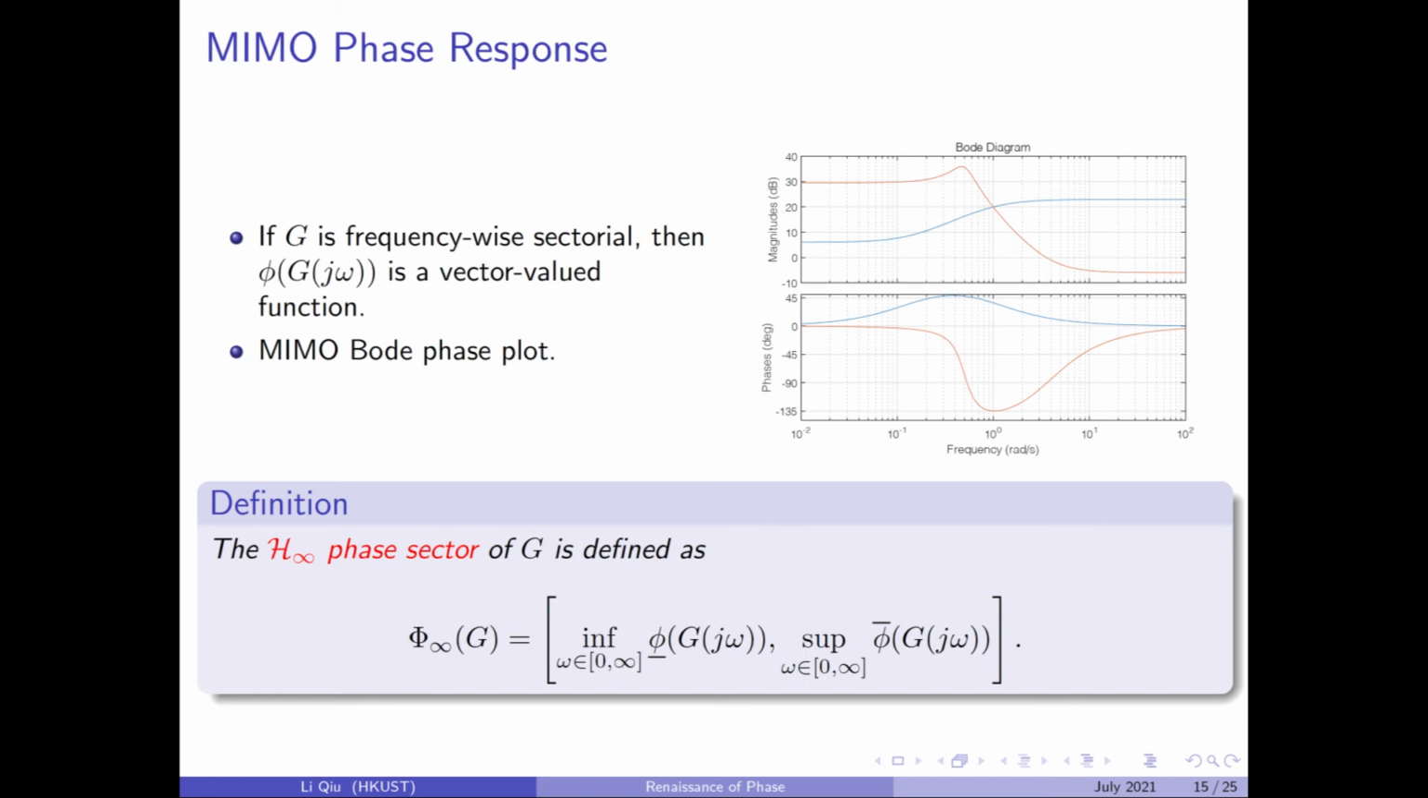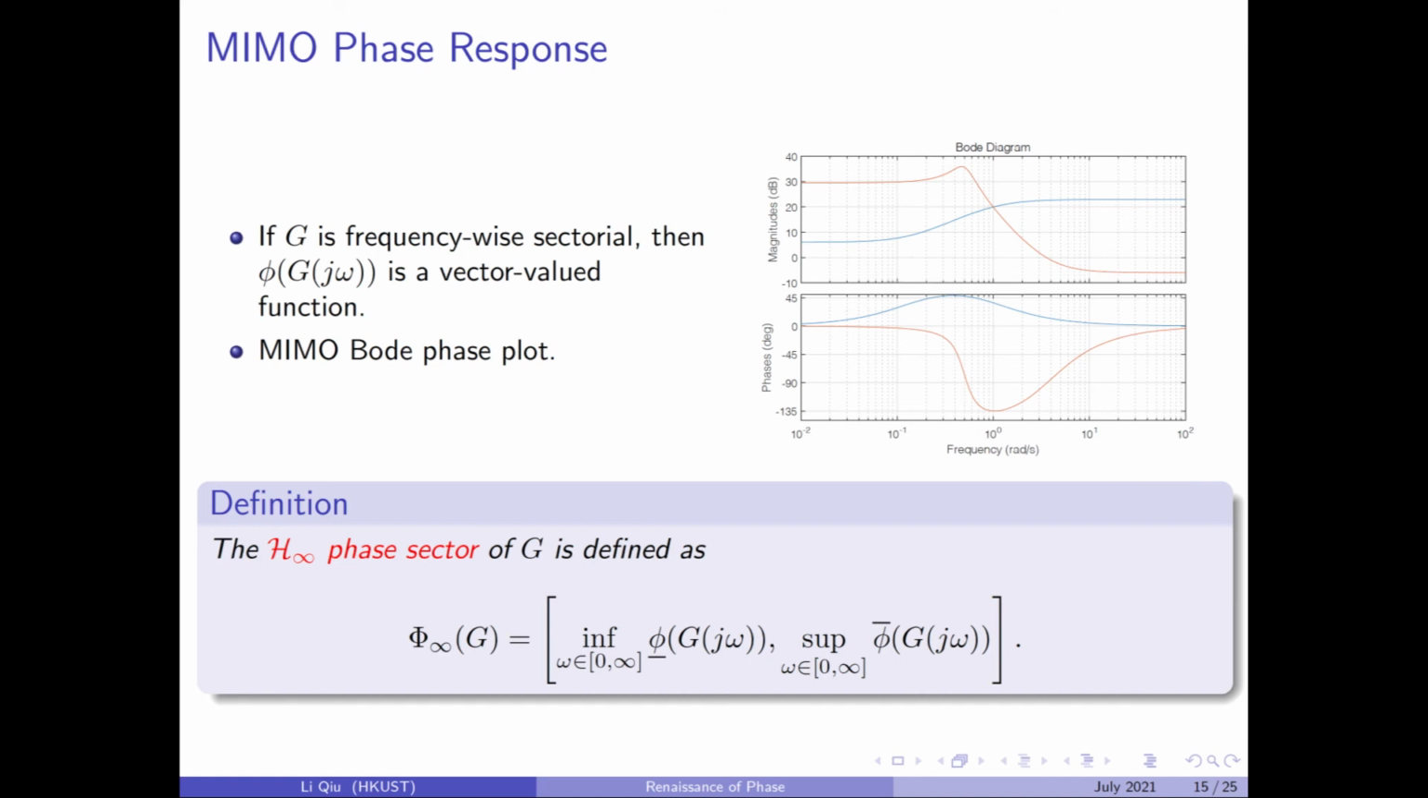For phase, we define the H infinity phase sector of a system G as follows. Suppose that G is frequency-wise sectorial. Then you look at the smaller phase, take an infimum over all frequencies, and you get a number. For the larger phase, you take a supremum, and you also get another number. So basically, after you take the infimum and supremum, you get an interval. The interval can also be considered as a sector. This sector is called the H infinity phase sector of this system.